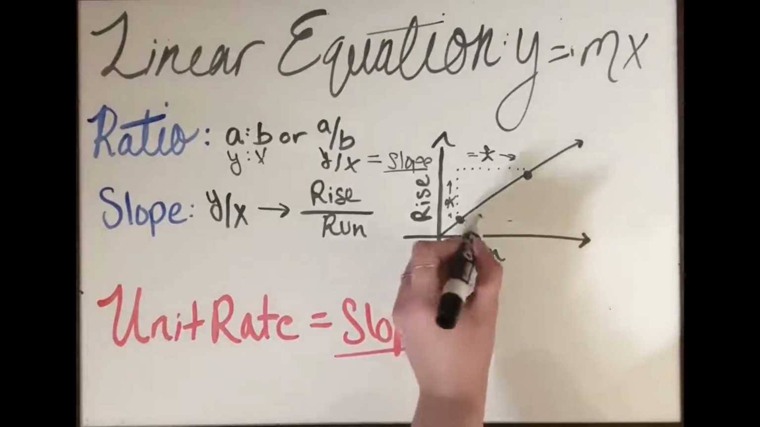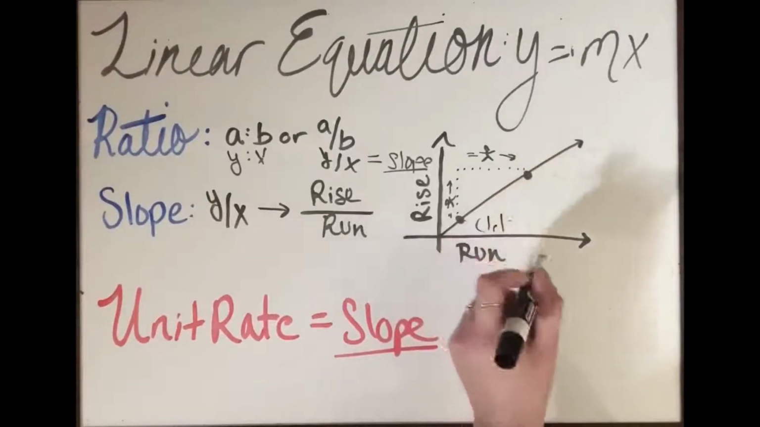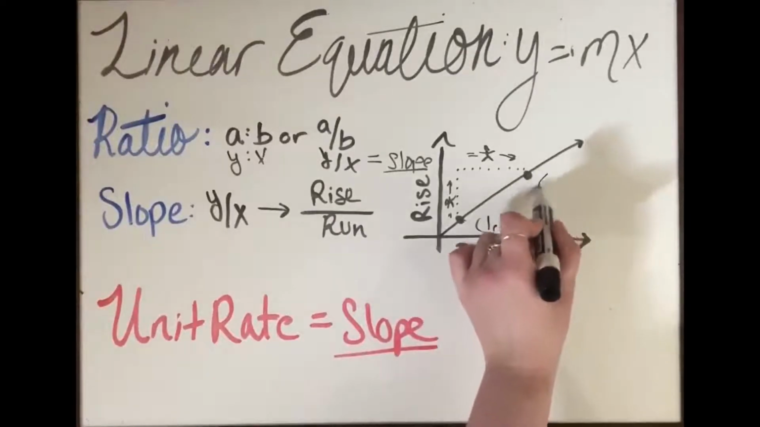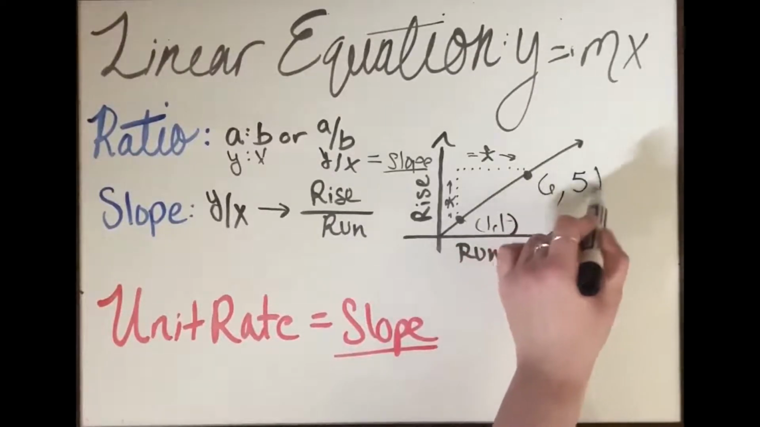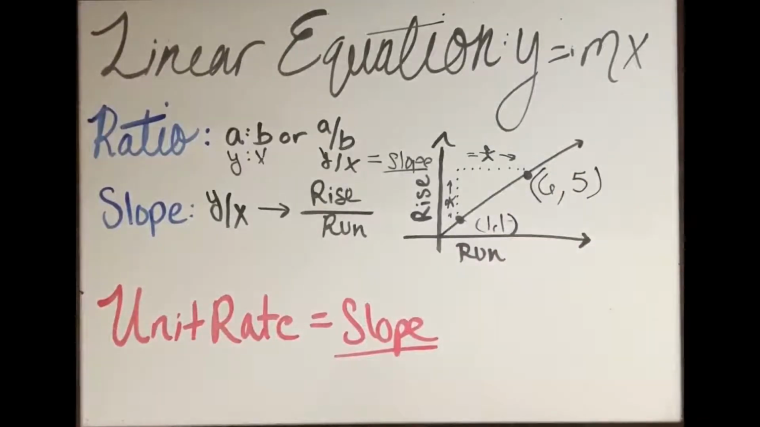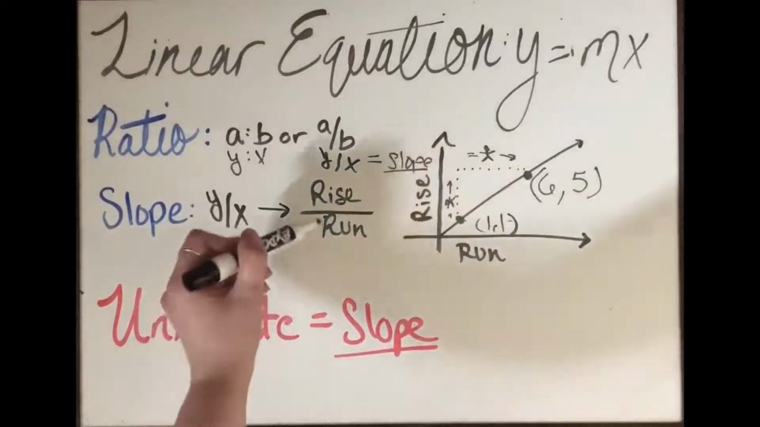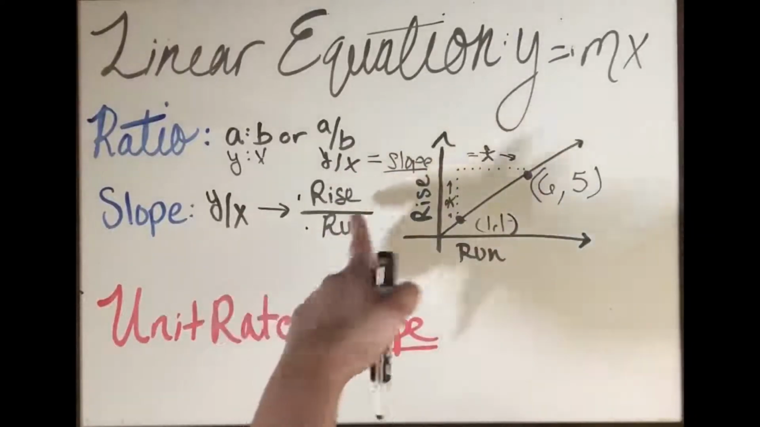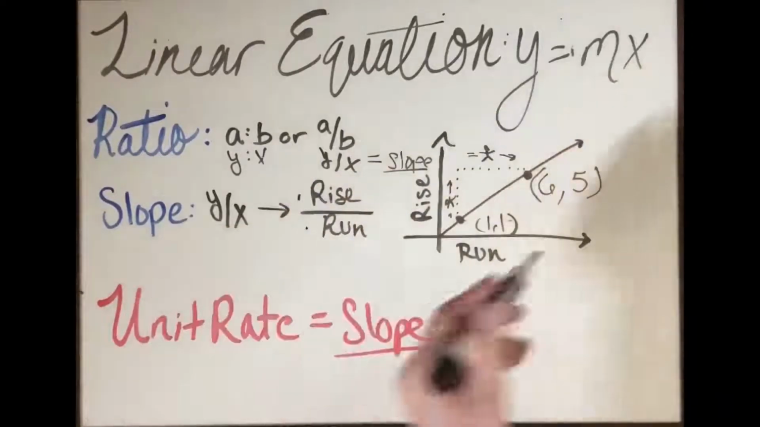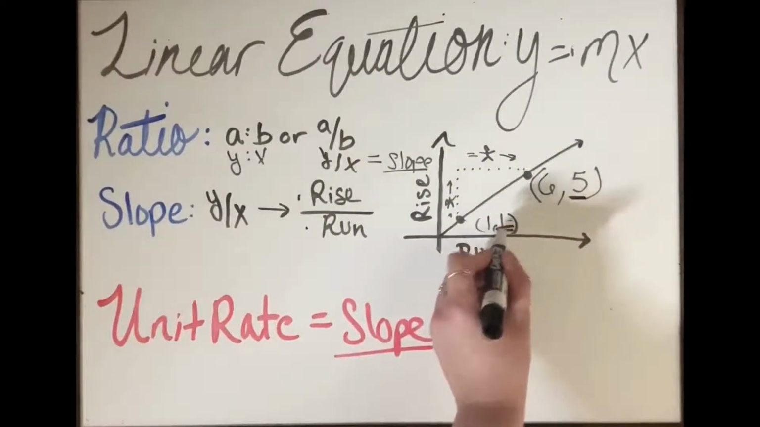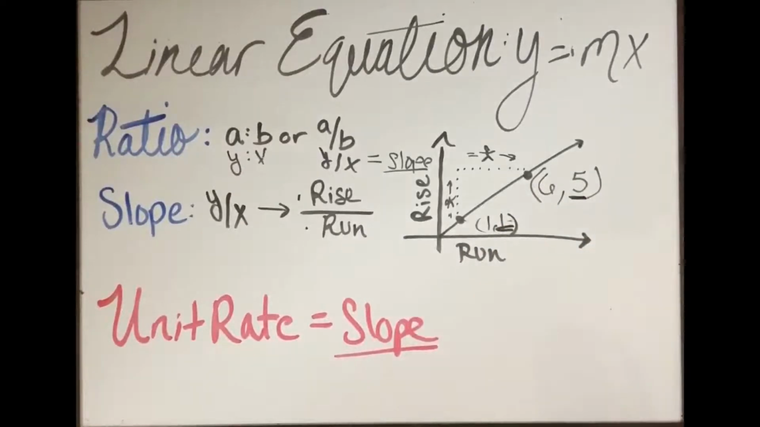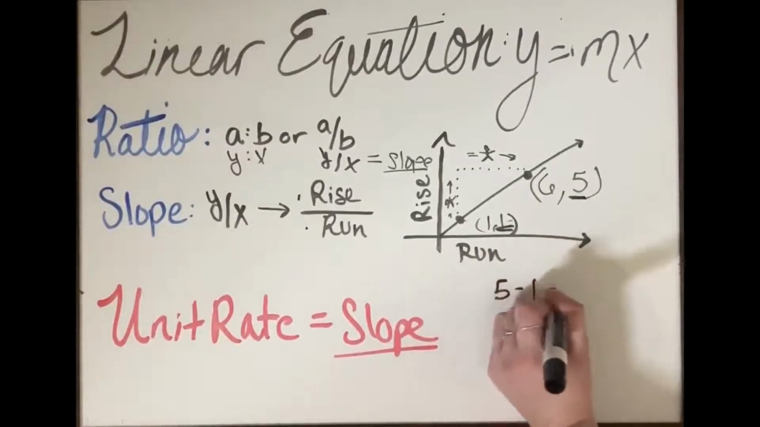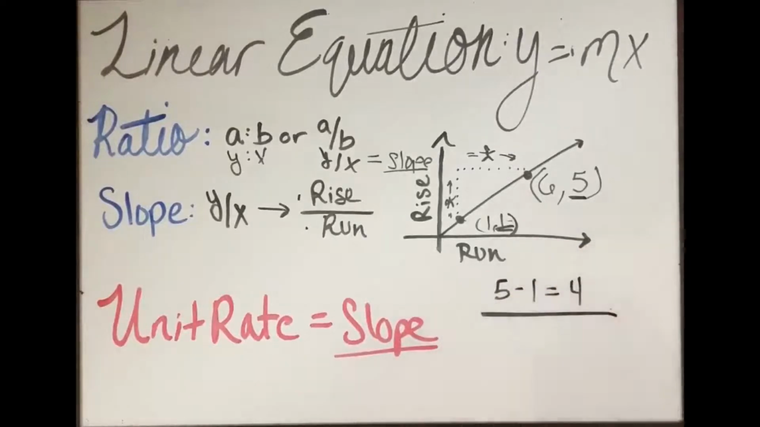Okay, so if this point here was 1, 1, and this point here was 6, 5, and we want to find the slope between those 2 points, what would we do? Well, we would find the distance we went up compared to the distance we went over. So, rise is equivalent to the y, which is equivalent to the y coordinates. So that's 5 and 1. What's the difference between 5 and 1? Well, 5 minus 1 equals 4. So that's how far we rose.